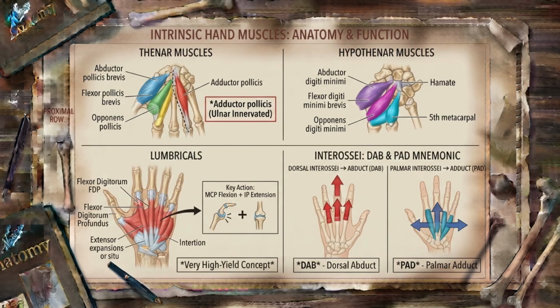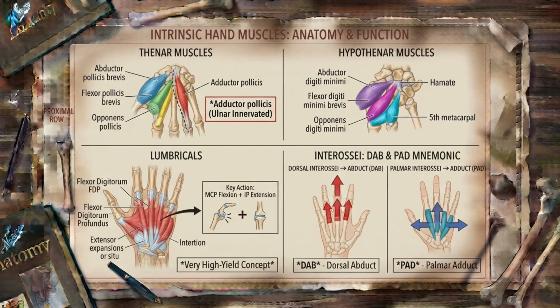There are 4 lumbricals. The unique action is flexion of the MCP joints combined with extension of the IP joints. This is a very important functional pattern. They are also important for coordinated finger positioning during precision movements.